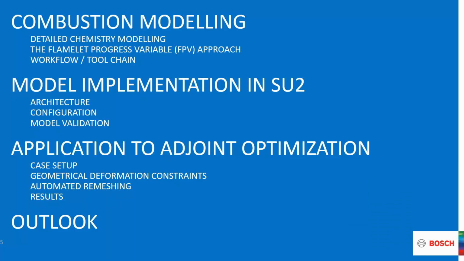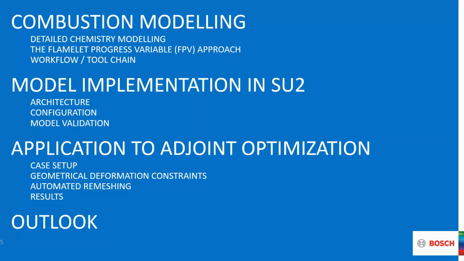This brings me to the agenda of my talk today. First I will talk about the combustion model that we use in our simulations and optimizations, which is the FLAMELET progress variable approach basically. In order to introduce this, I will first talk a little bit about detailed chemistry modeling, and then finish this block with an overview of the tools and the workflow that we use in our simulations. I will then go on and talk a little bit about the implementation of the FLAMELET model in SU2. So first we'll look at the architecture and how it is embedded into SU2.